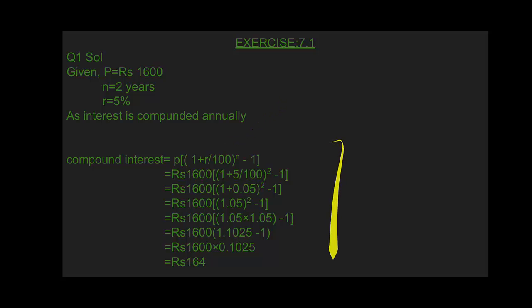So putting the values, 5 divided by 100 will be 0.05. 1 plus 0.05 will give you 1.05. Taking the square, if you multiply 2 times, it will give you 1.1025. After subtraction, you will get 0.1025. After multiplying it with 1600, it will give you 164. So this is the answer.